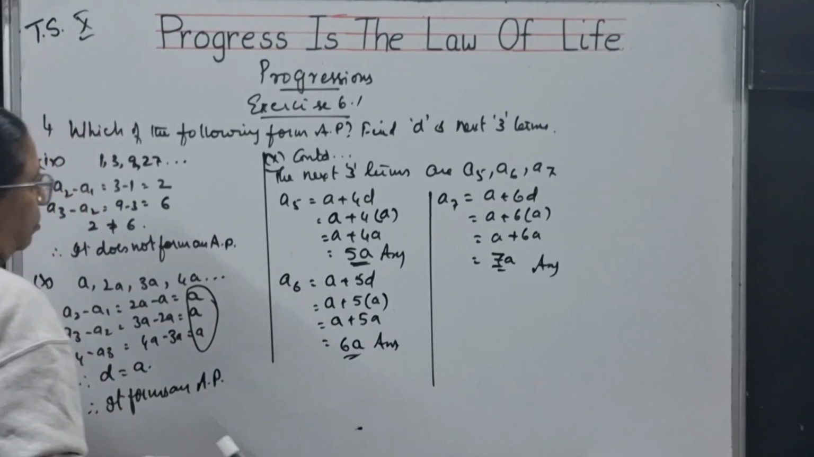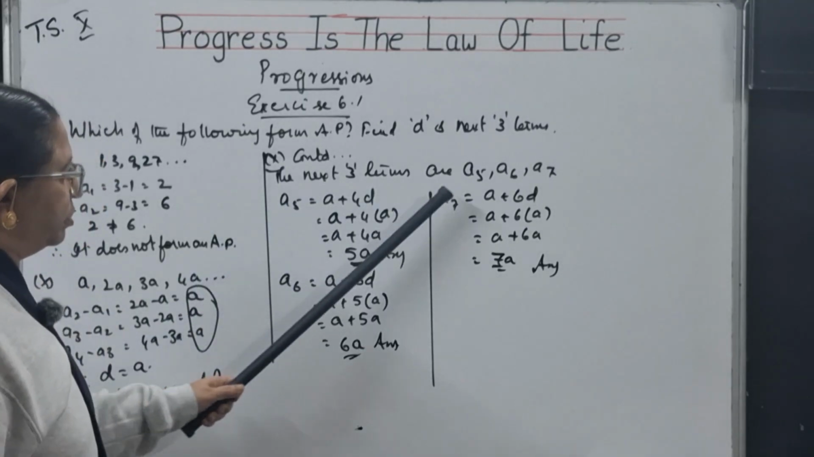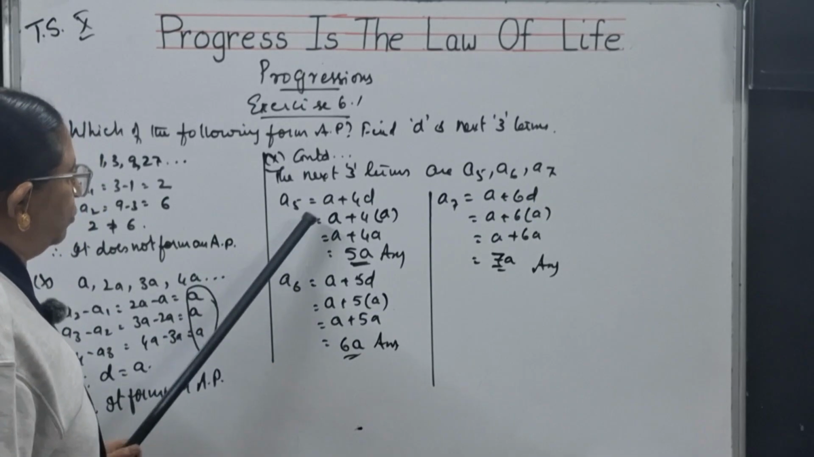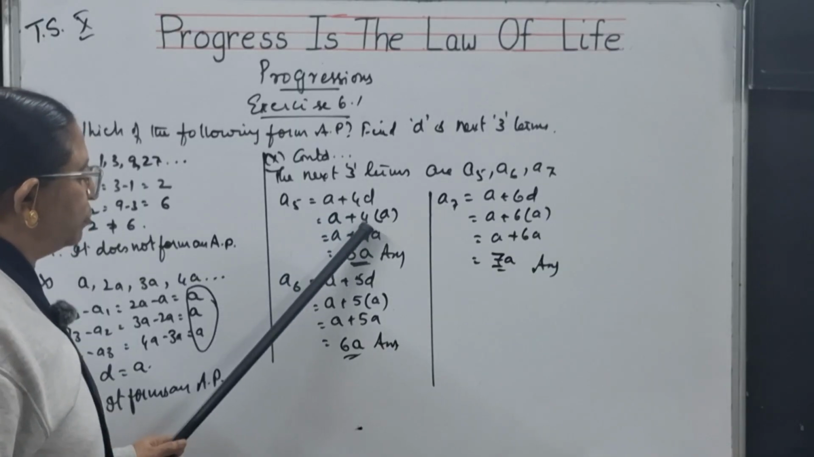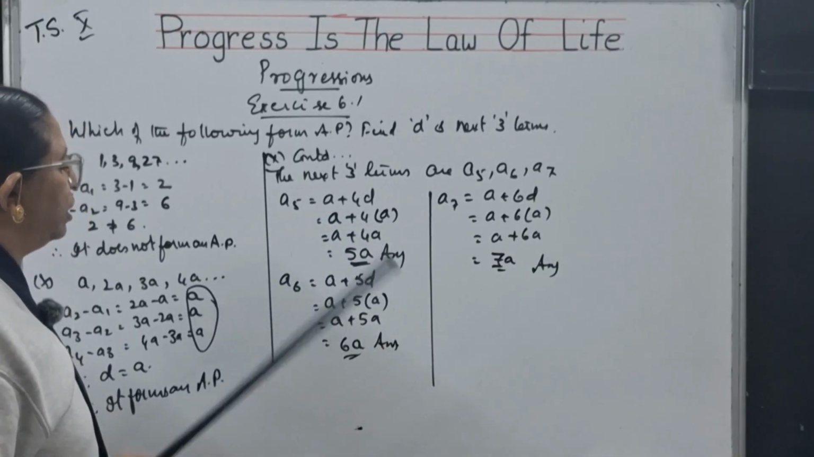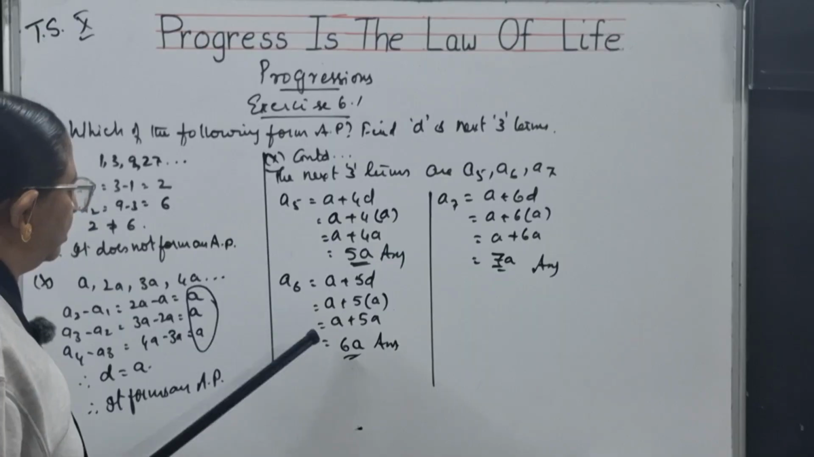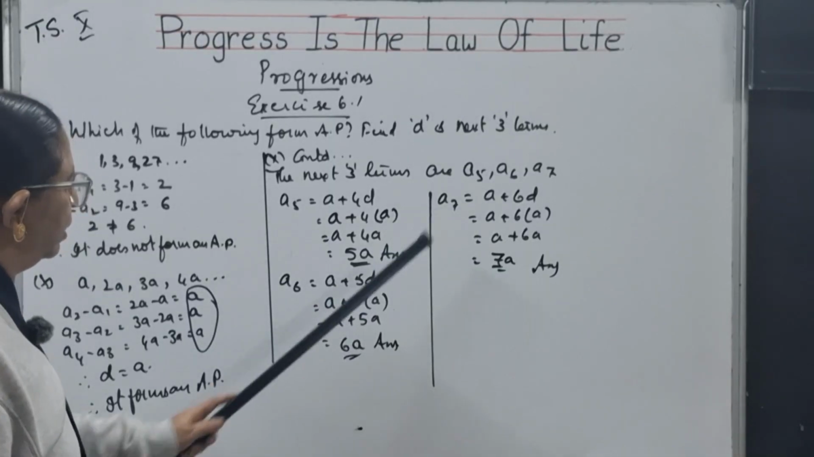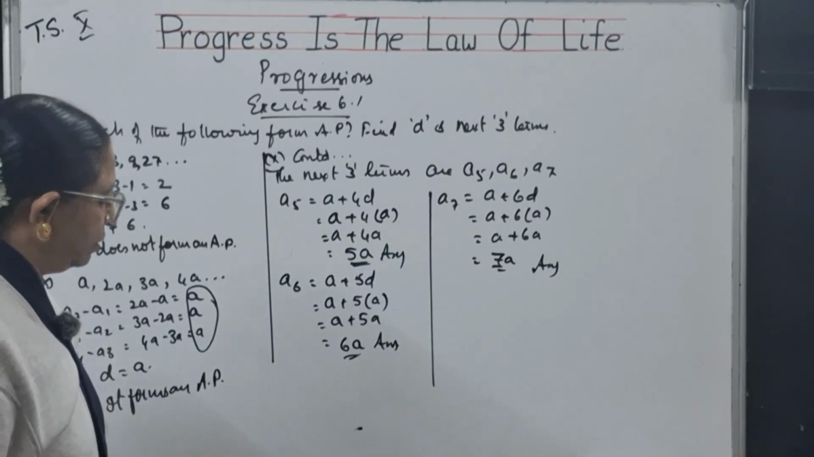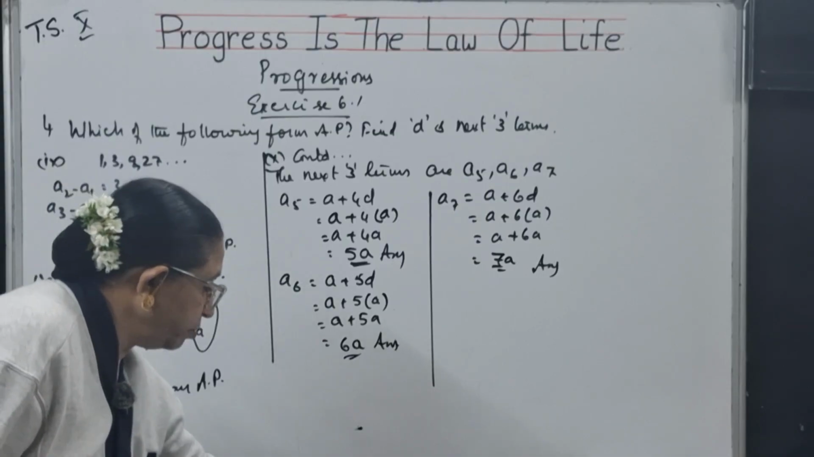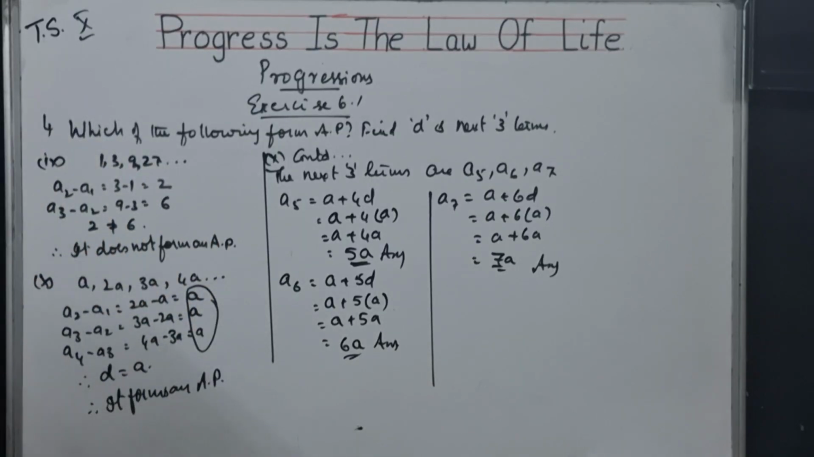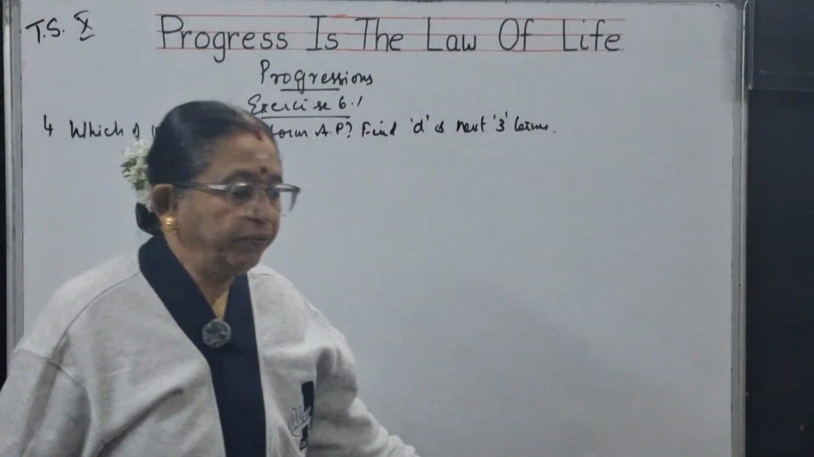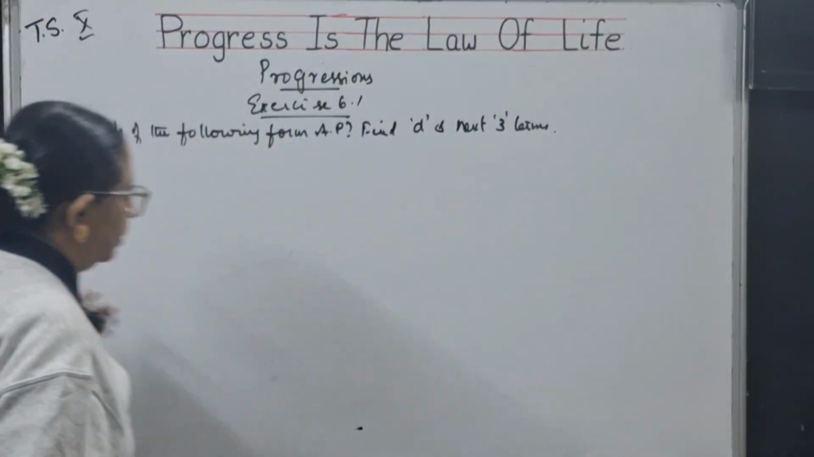So when it forms an AP, the next three terms are a5, a6, a7. a5 is a plus 4d, a plus 4 into a, a plus 4a, that is 5a. Similarly, a6, a plus 5d, I got 6a. a7, a plus 6d, that is 7a, children. Please note it down. This is 10th one.